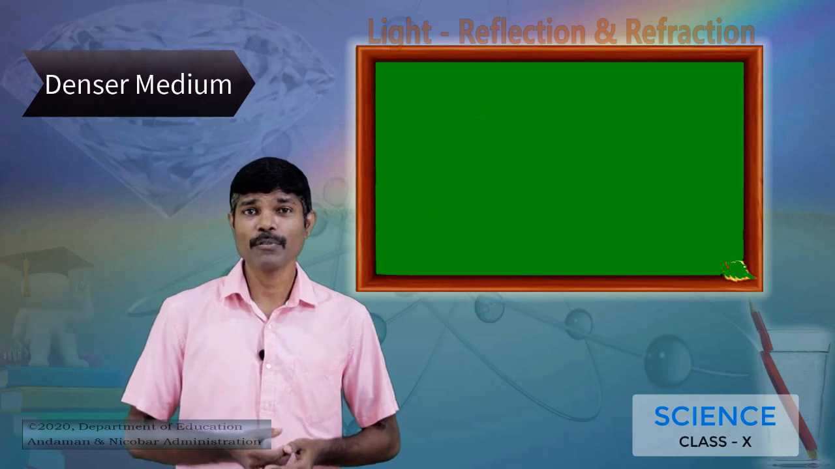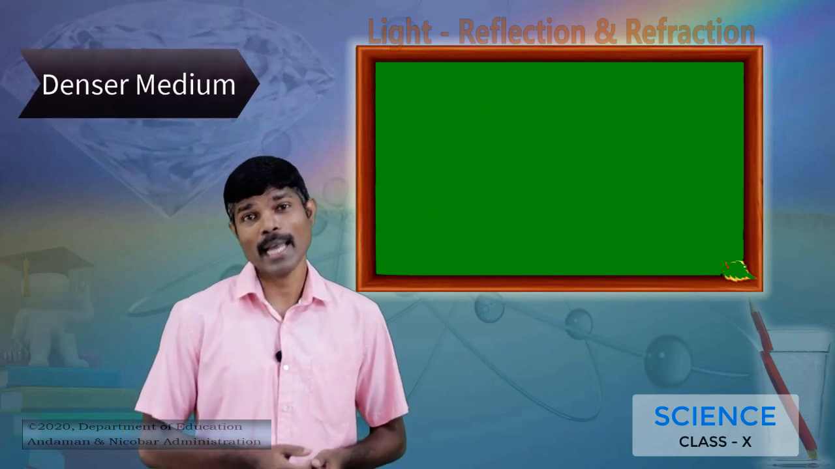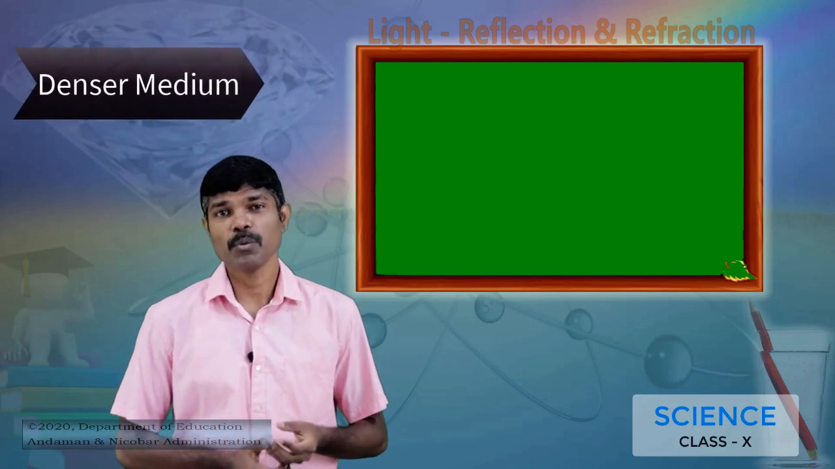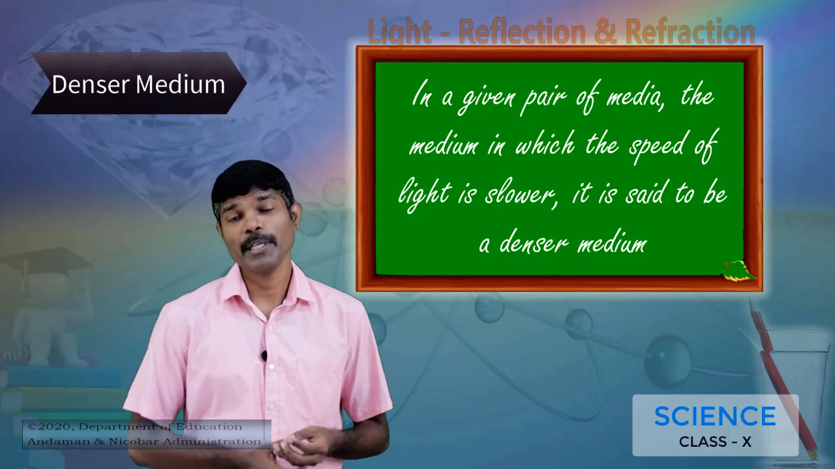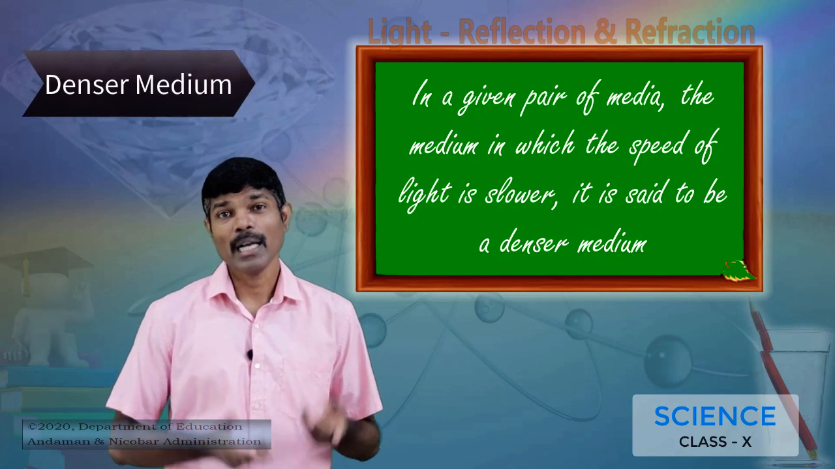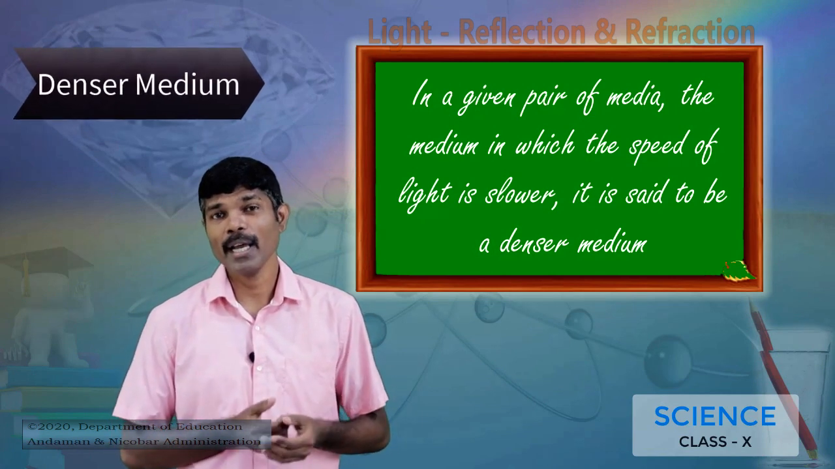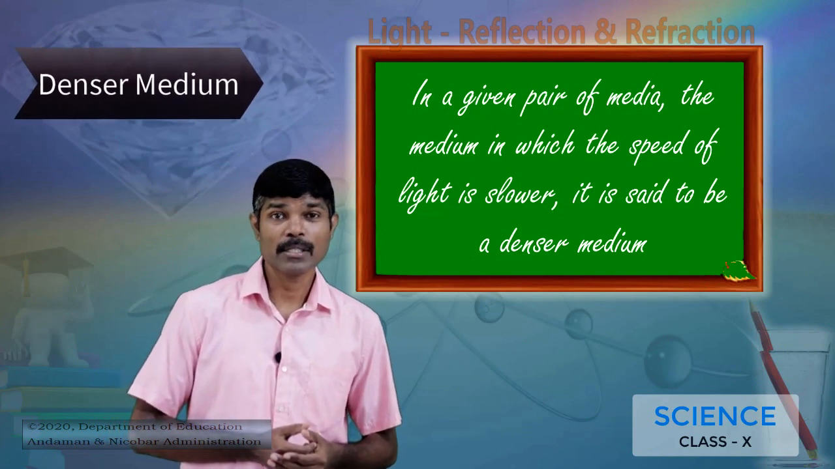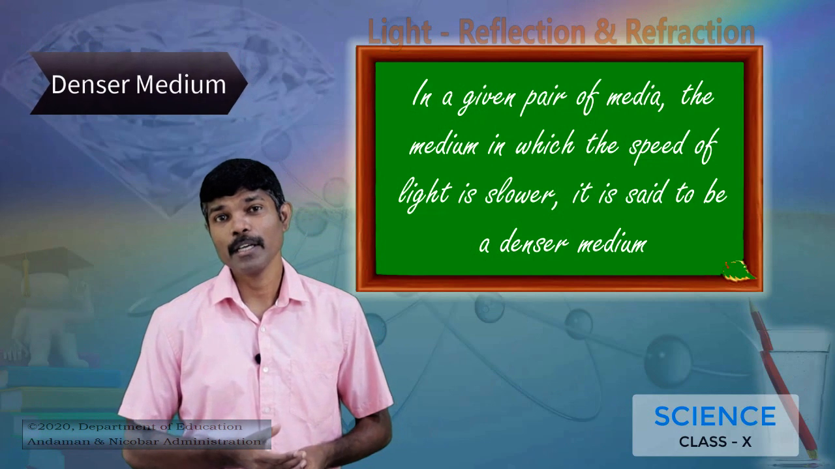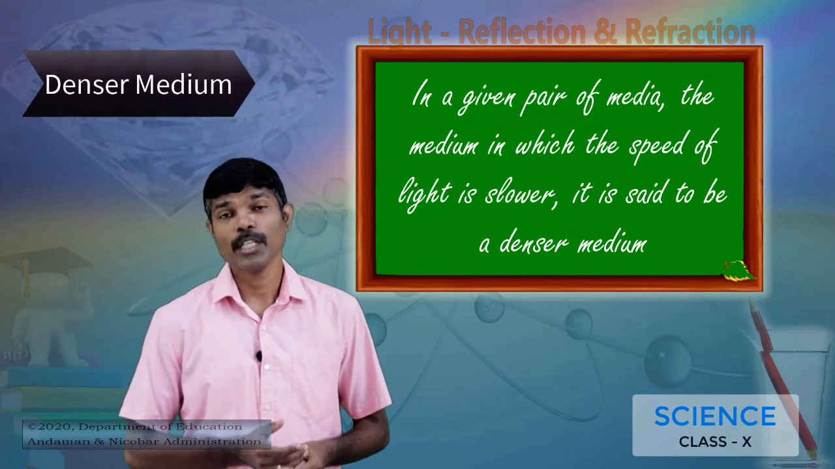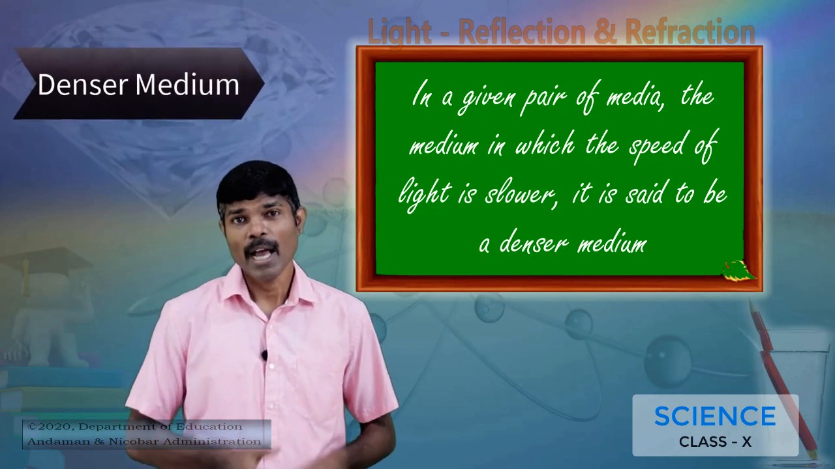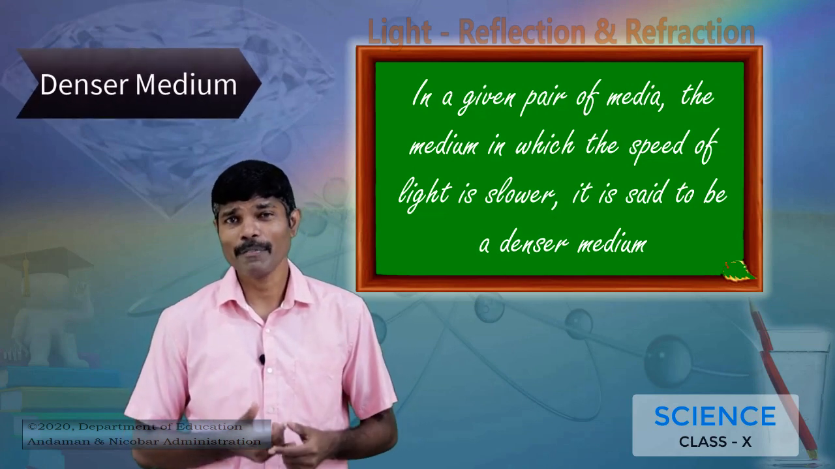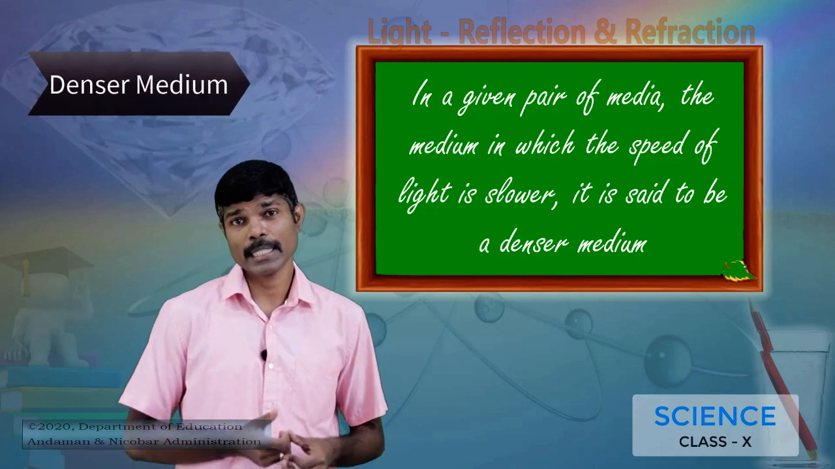When a light enters from air to a glass slab, here in air, the speed of light is more compared to the speed of light in glass slab. Here in the pair of media air and glass slab, air is taken as a rarer medium since the speed of light in air is more as compared to the speed of light in glass slab. Having this information in mind, we try to understand how the refraction takes place in a glass slab.